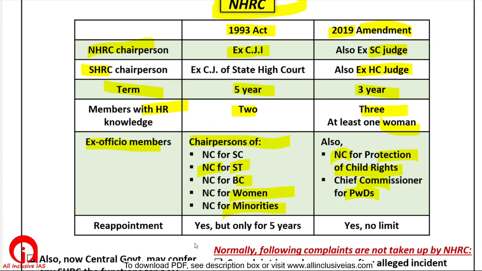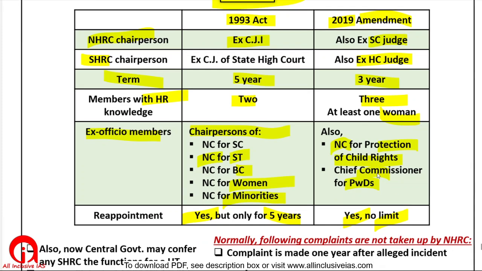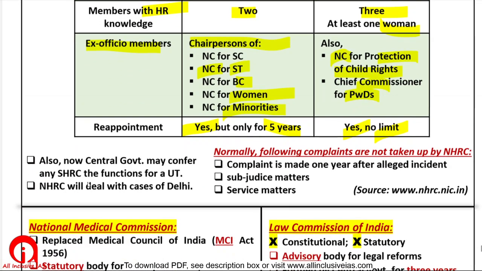Reappointment. Earlier it was allowed, now also it is allowed, but earlier there was a limit of 5 years in case of reappointment, but now no limit. The person can be appointed again and again. Also, now the central government can confer on any state human rights commission the functions of a neighboring UT. For Delhi, the cases will be dealt with by the National Human Rights Commission.